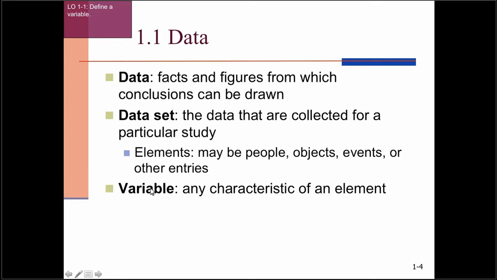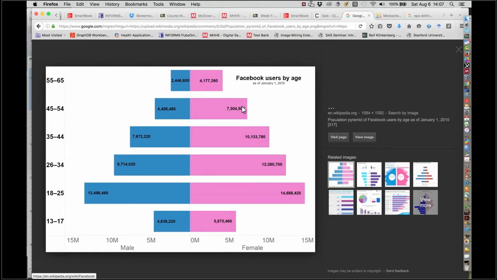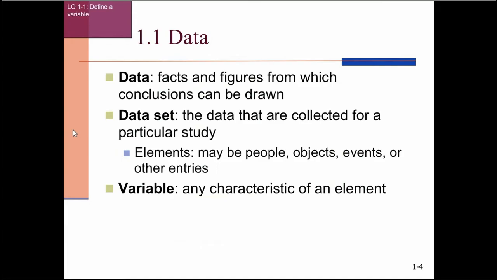The third important thing is the variable that you are using to categorize your elements. In the Facebook data, the first variable is gender, male and female. The second variable is the age range.